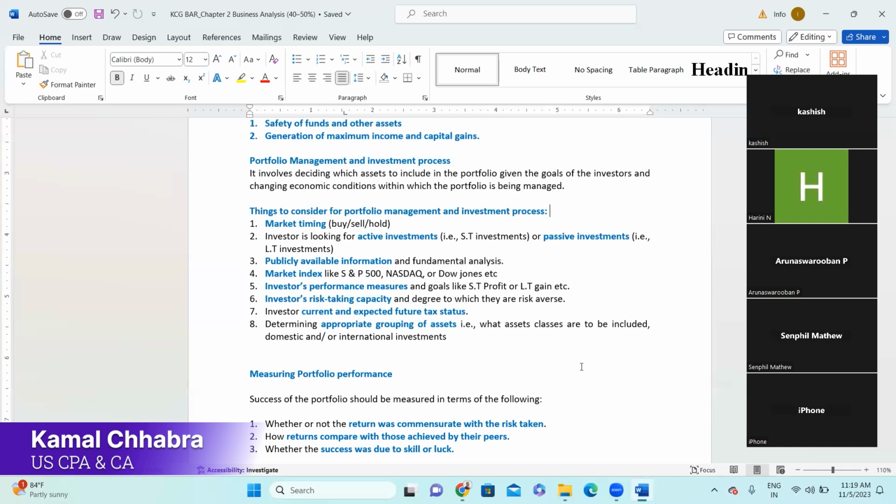Any of you by chance invest in shares or bitcoins?